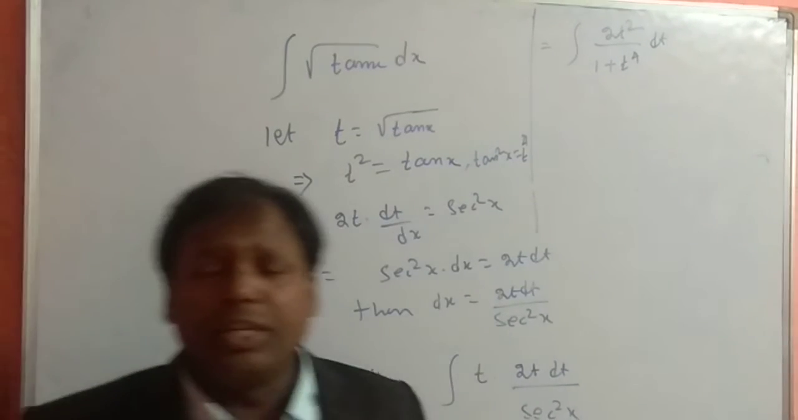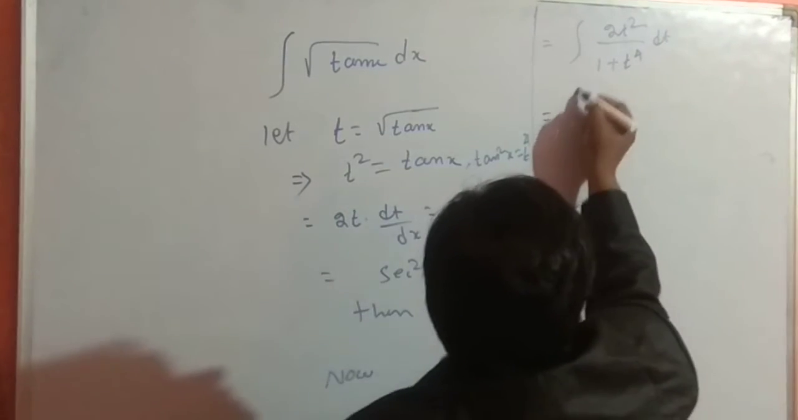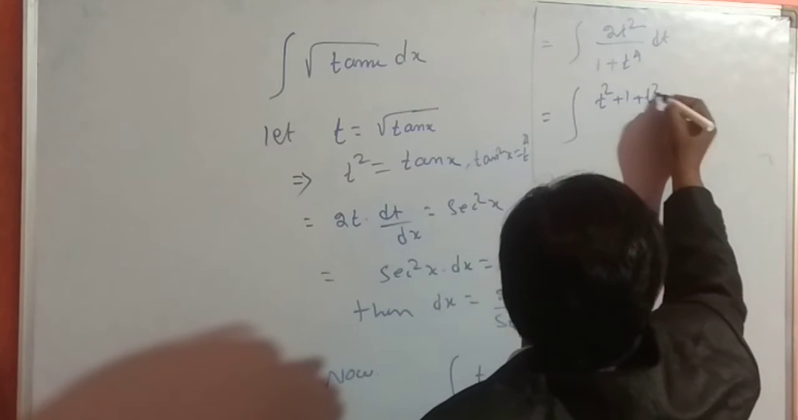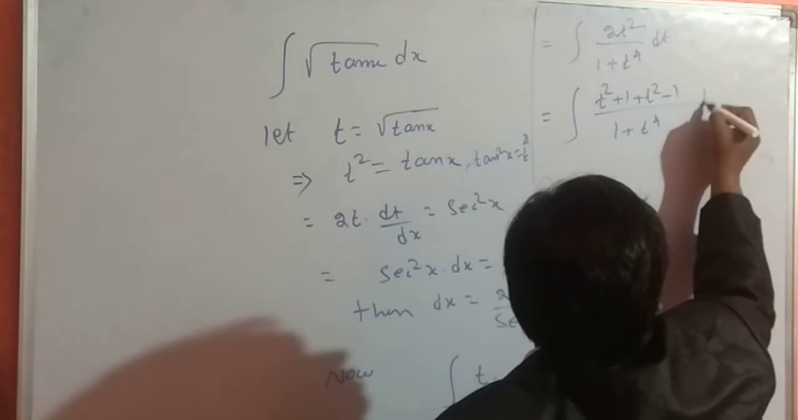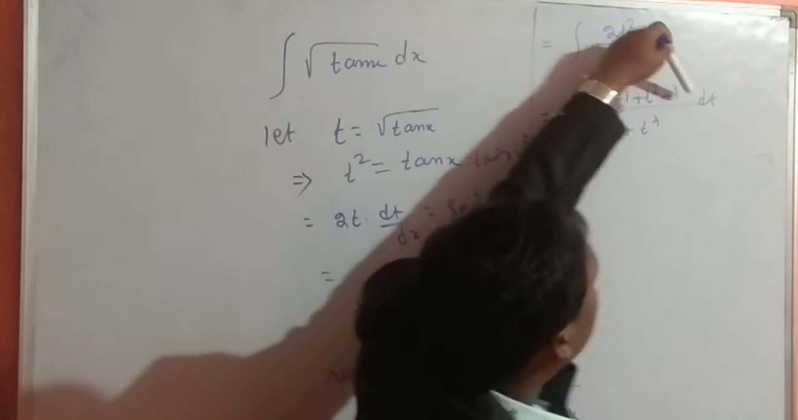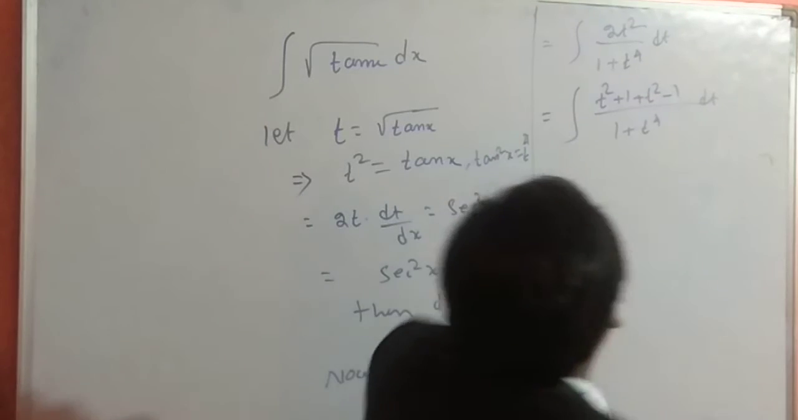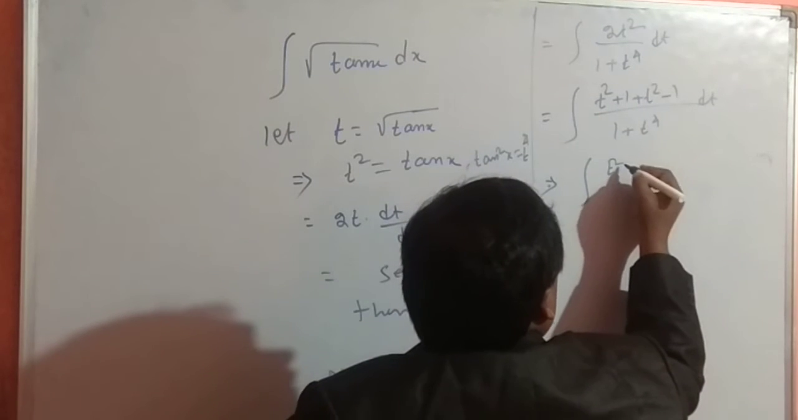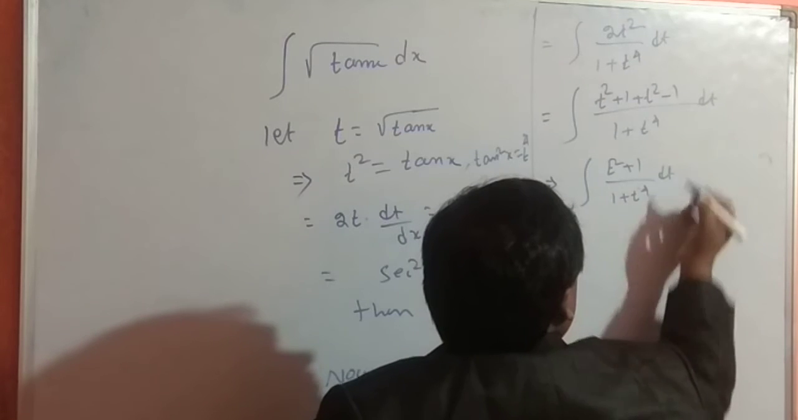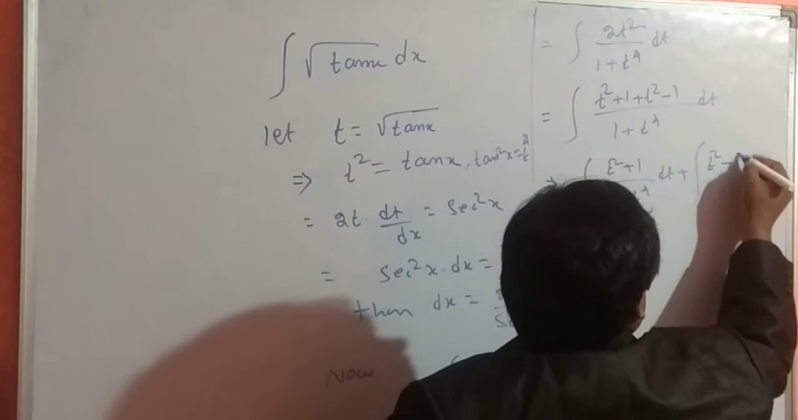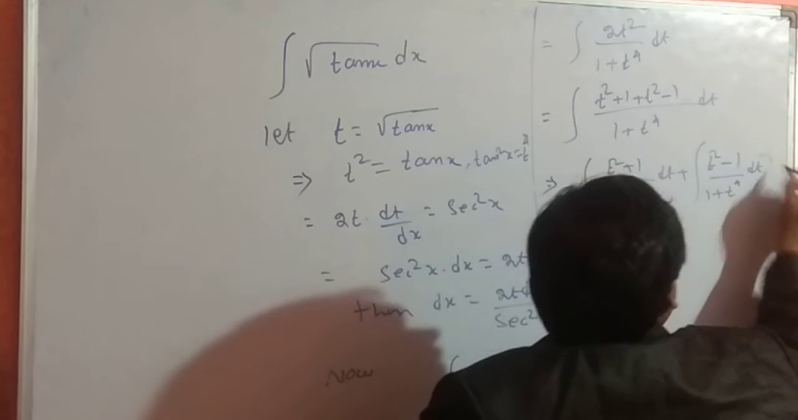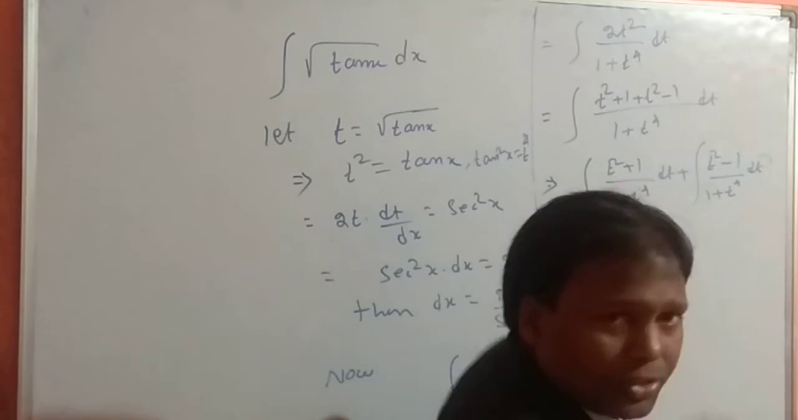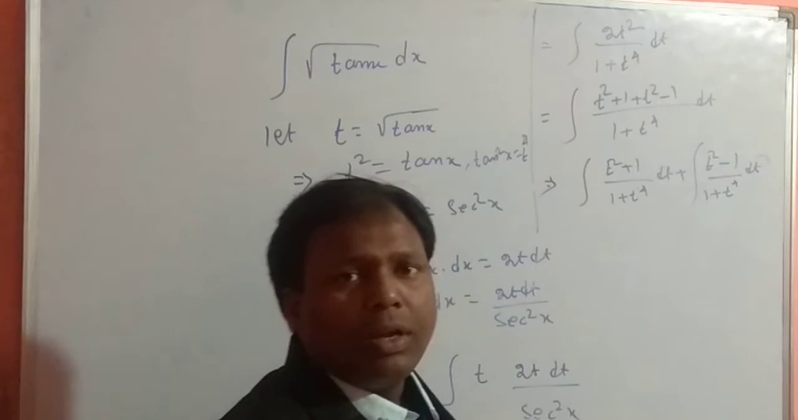Perfect. Till now I hope everybody is clear. So now again integration of 2t square is divided into two parts: t square plus 1 plus t square minus 1, whole divided by 1 plus t fourth dt. I have just adjusted here plus 1 and minus 1. If you consider, then you will get 2t square. Okay, so now it is divided into two parts. One is integration of t square plus 1 by 1 plus t fourth dt, plus integration of t square minus 1 by 1 plus t fourth dt. Now we got two integral parts, one is this one and another one is t square minus 1 by this one. Okay, so now individually we need to solve.